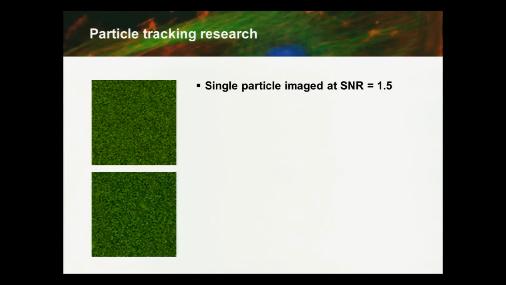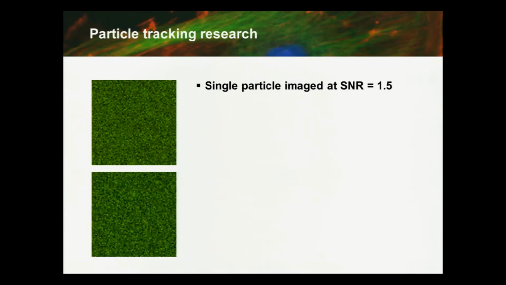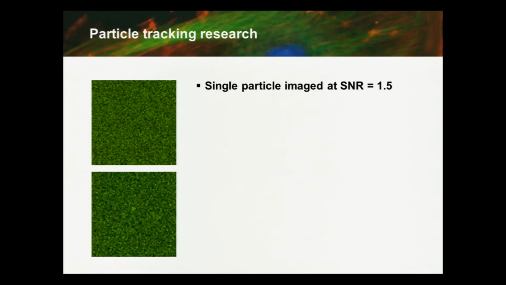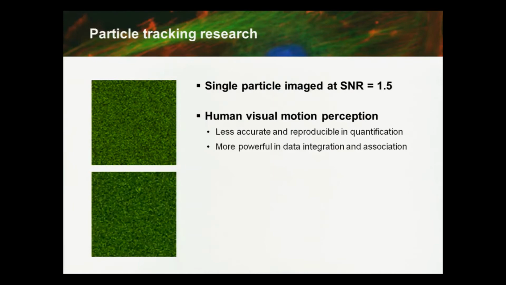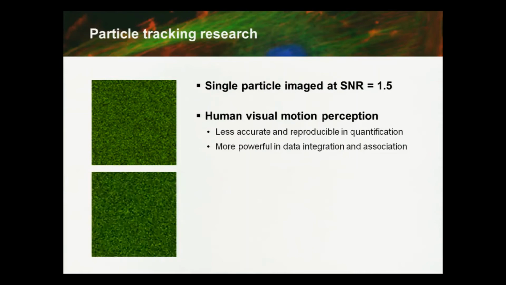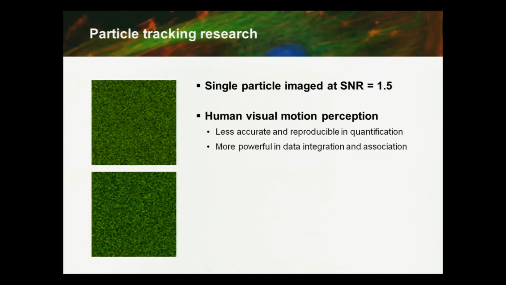So this shows you that the human visual system does a lot of integration of information over time to make a better detection for each individual image. Now, this principle is almost never used in those tracking techniques. So the human visual system is maybe not so very accurate and reproducible in precisely quantifying where that thing is, but it's very powerful in making associations and integrating information.